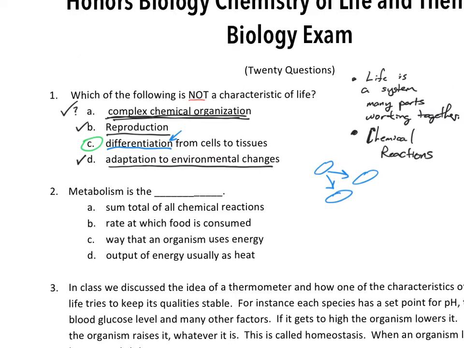Do you see what I'm saying? So the whole prokaryote, all the prokaryotes, all the single-celled organisms, there is no multicellular, there's no differentiation. So even though this is true, it's not a characteristic of all life. Remember I gave you that clue during the test? All the characteristics of life must apply to all life, right?